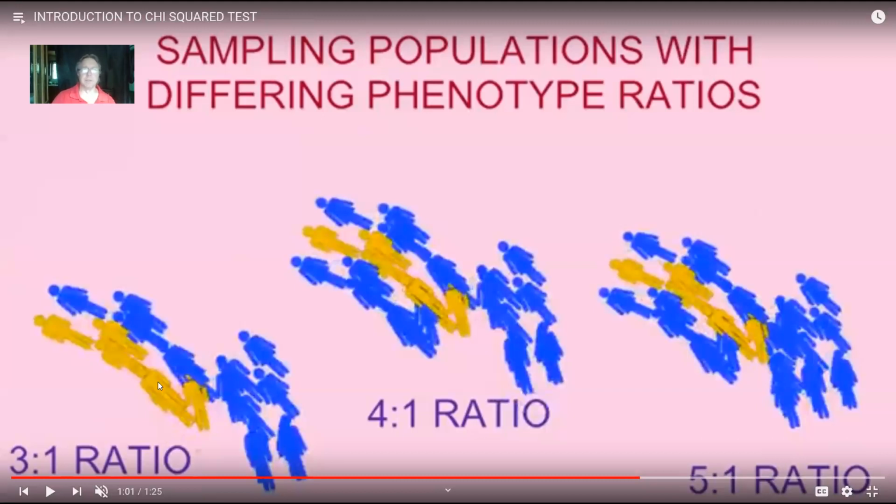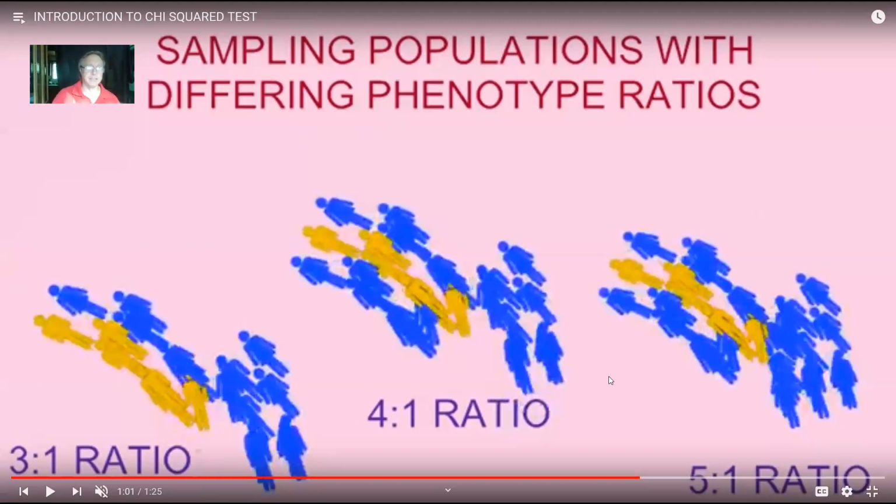So if I sample 100, then that's 75 blue individuals, 25 yellow. I have an expected. I've said when I sample this population, I think it's a 3 to 1 ratio. Then I'm saying that 75% will be blue, 25% will be yellow. If I'm predicting a 4 to 1 ratio, then I'm expecting that 80 will be blue and 20 will be yellow, etc. So each different ratio would have a different expected value.